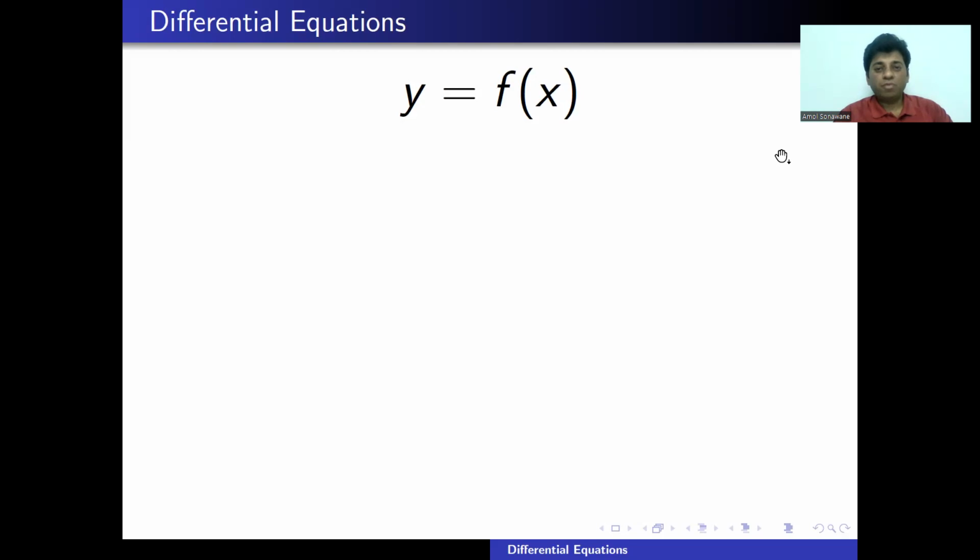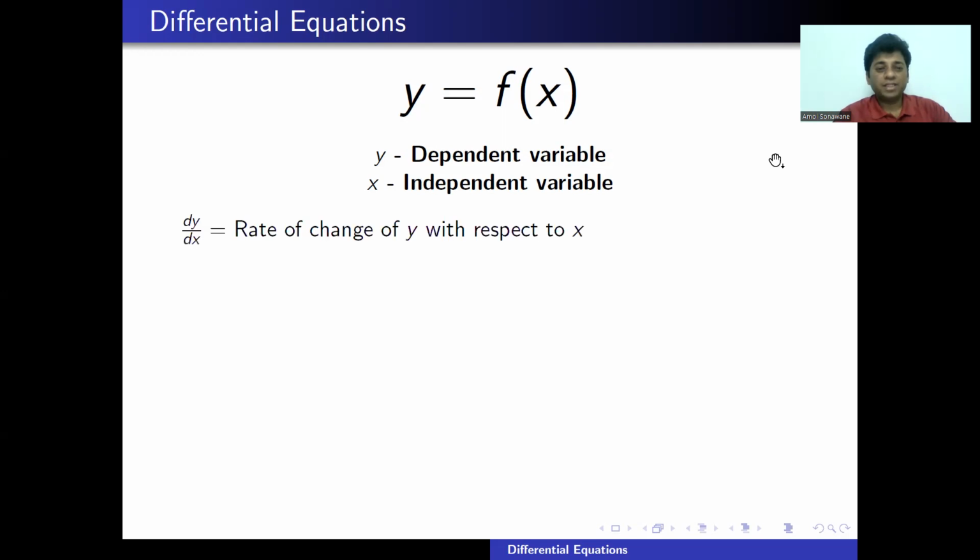Suppose we have y is equal to f of x, then the variable y for its values depends on variable x. So in this situation y is the dependent variable and x is the independent variable. So we can find the derivative of y with respect to x and we denote it by dy by dx. That is nothing but the rate of change of y with respect to variable x. Similarly, we can find the second order derivative d2y by dx square, which is nothing but the derivative of dy by dx with respect to x, meaning the rate of change of dy by dx with respect to variable x.